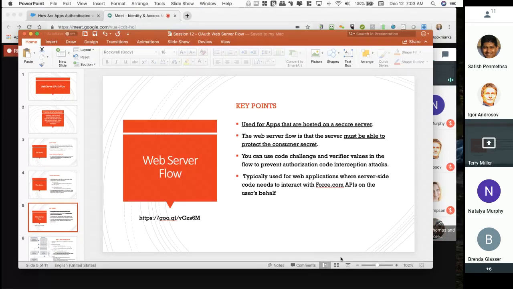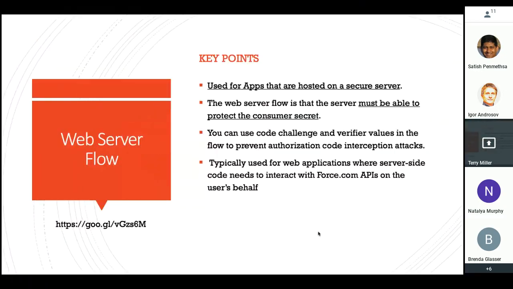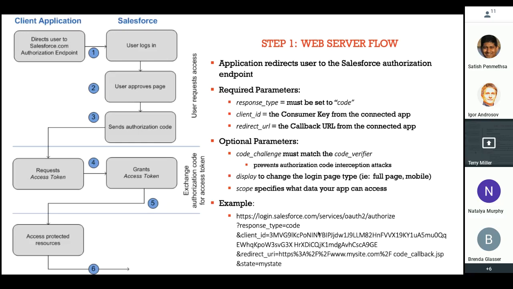Typically, I should put this in presentation mode because some of these get a little small, sorry. Typically, it's used for web applications where the server-side code needs to interact with force.com APIs on the user's behalf. So that's the web server flow, and this is what it looks like. And it's 6 different steps, and we'll go over each of those and what all happens inside those. So, step number 1, the application redirects the user to the Salesforce authorization endpoint.